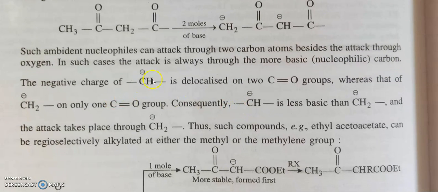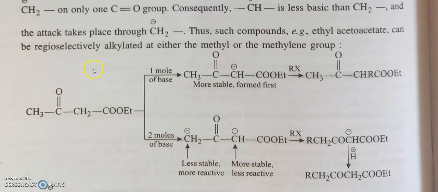Now, the negative charge of CH minus, the carbanion here, is delocalized on two CO groups, whereas that of the CH2 minus is on only one CO group. Consequently, CH minus is less basic than CH2 minus, and the attack takes place through CH2 minus. Thus, such compounds, for example ethyl acetoacetate, can be regioselectively alkylated at either the methyl or methylene groups. So you can see the reactions.